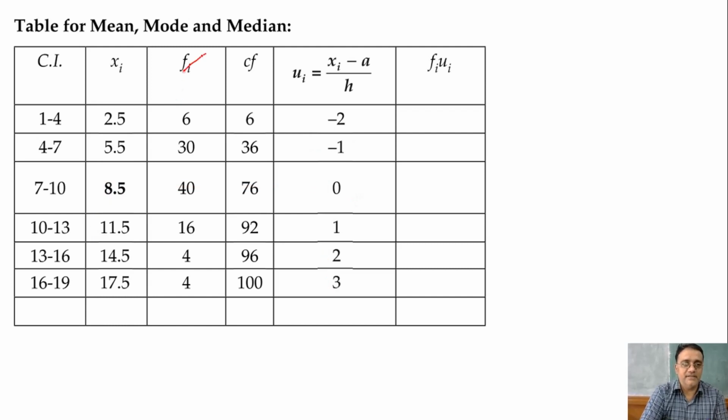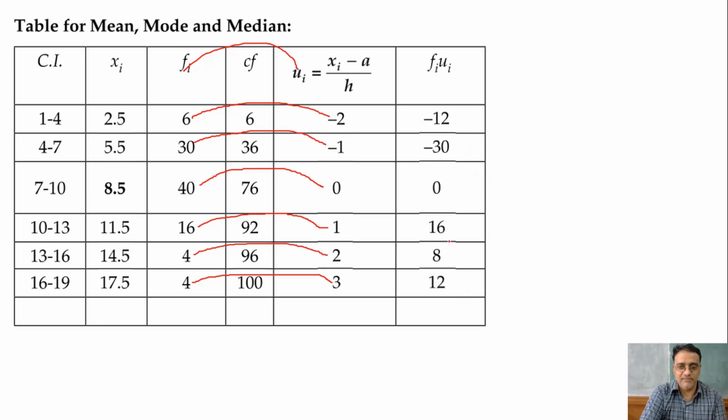Next column f into u. So tell me fast, 6 into minus 2. Minus 12. 30 into minus 1. Minus 30. 40 into 0. 0. 16 into 1. 16. 4 into 2. 8. 4 into 3. 12. So we got all the values.